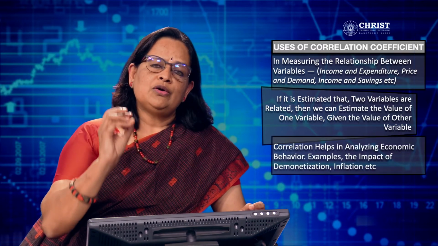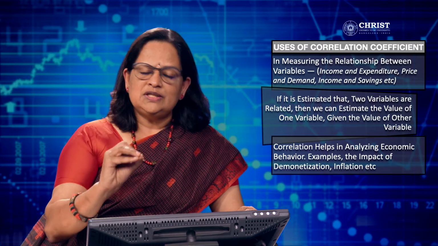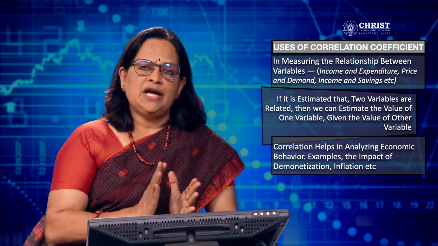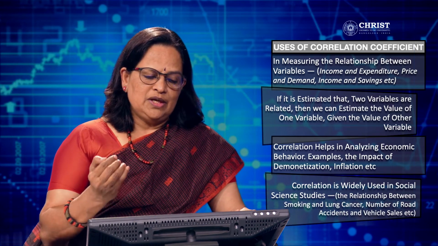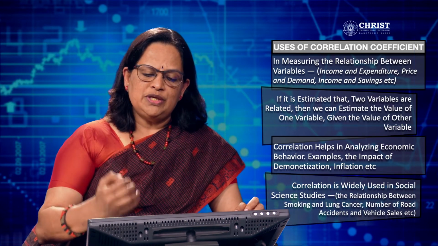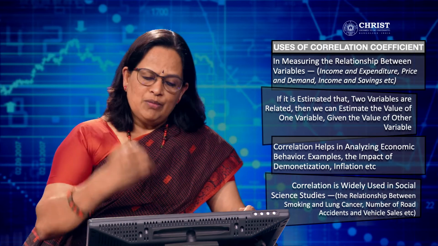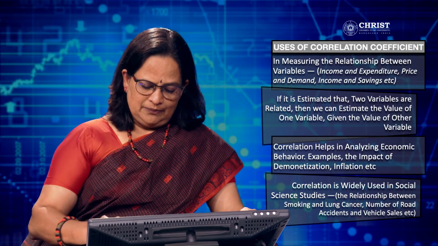Now, correlation coefficient is also used in studying economic behavior. Government will be using this extensively because they have to take decisions or policy decisions or policy changes. They will be using the correlation coefficient. Examples: impact of demonetization, impact of inflation. All this they are using to study the economic behavior. Correlation is also widely used in social science studies. Examples are the relationship between smoking and lung cancer, number of road accidents and vehicle sales.